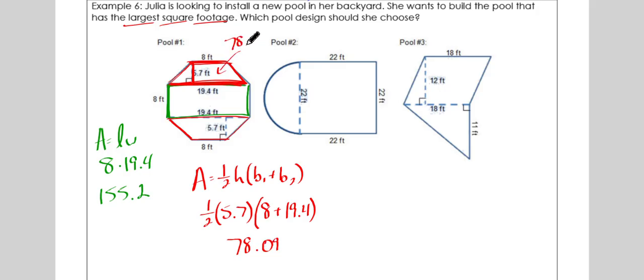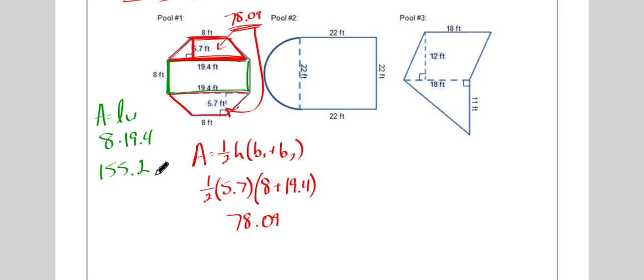That's the area of this one. It's also the area of this one. So 78.09 plus another 78.09 plus 155.2 is 311.38.